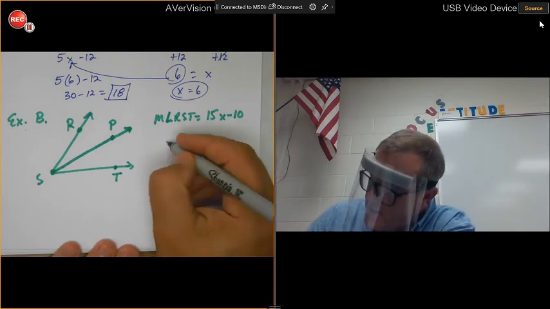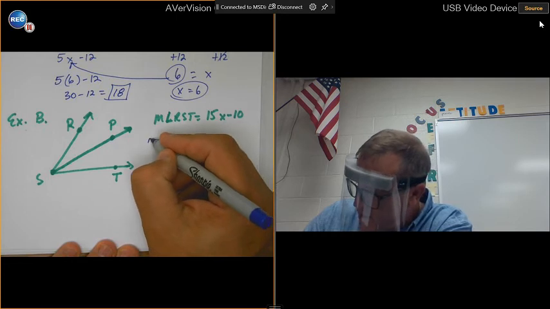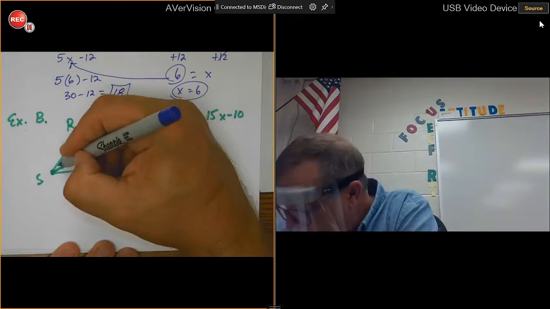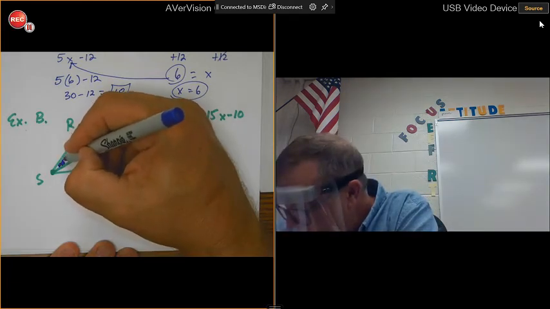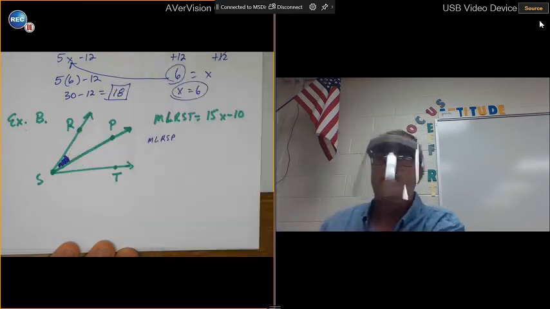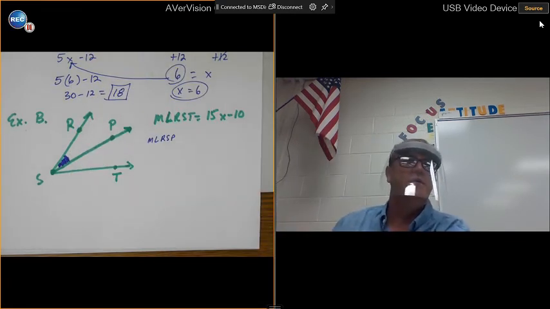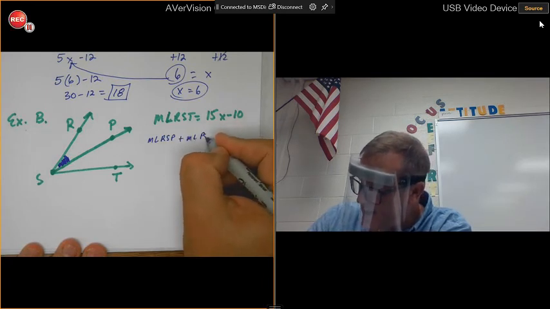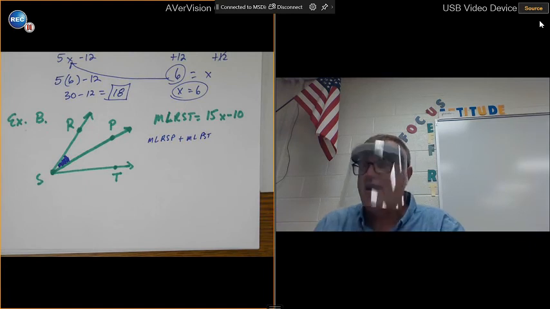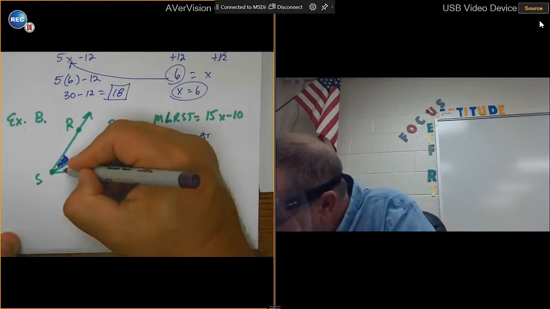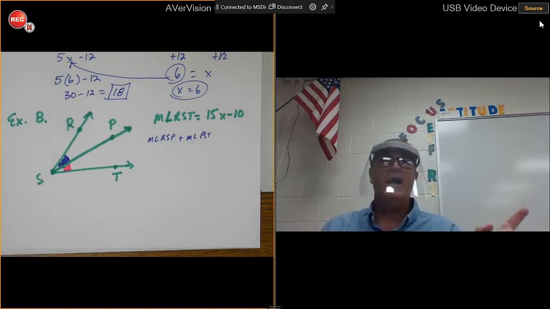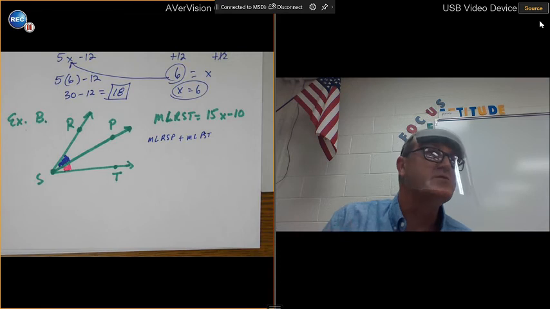By the angle addition postulate, we know, now watch this long equation, RSP. Where is that at? I'm going to color it in a little bit. There it is. There's RSP. Everyone see it? Plus the measure of angle PST. I'm going to color that in, but with a different color. You see those two different angles? If I add those two together, very similar to the segment addition postulate, James, what do they equal?